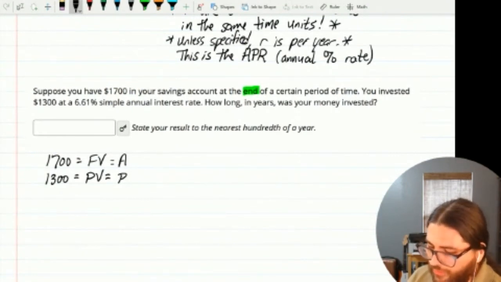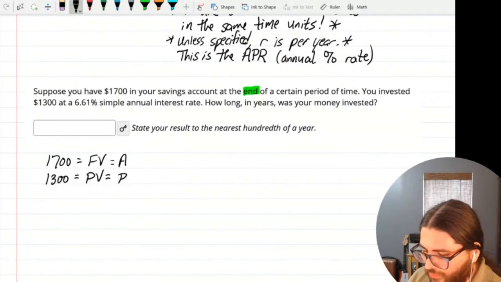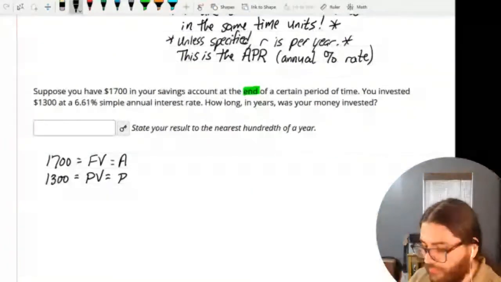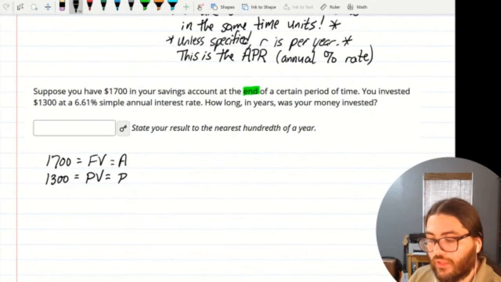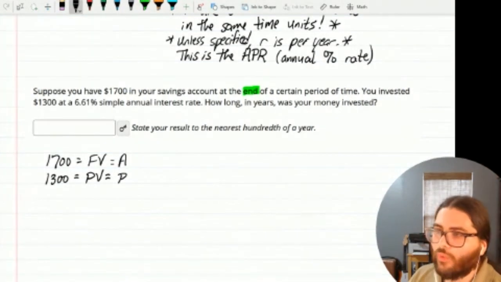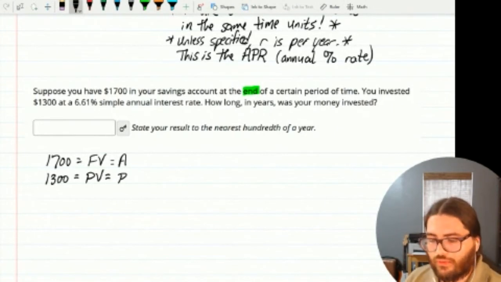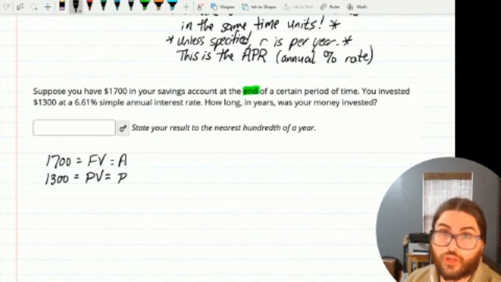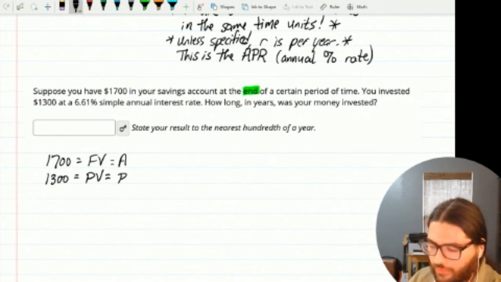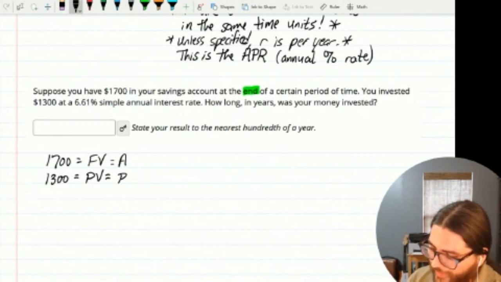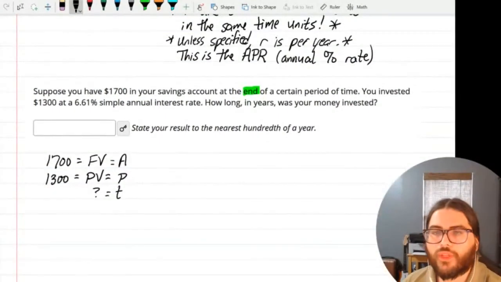And it told me what the interest rate was. Simple annual interest rate. Annual means per year. Simple means simple interest. Right? Anytime you're dealing with simple interest, it will always have to say simple interest. Because if you weren't dealing with simple interest, I would say something different. As a matter of fact, if I don't say anything at all, I'm talking about compound interest. I have to specify simple interest. Simple annual interest rate. How long in years was your money invested? But that's the T number, and I don't know how long that was. I'm looking for it.